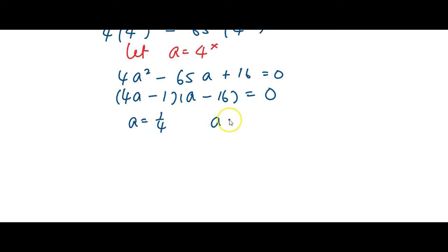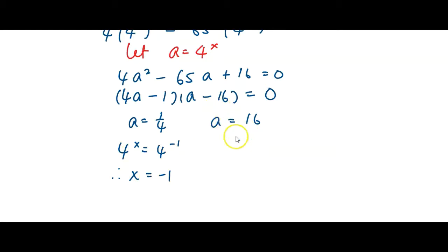You have a equals 1 over 4. Another a will be equal to 16. Substitute back a as 4 power of x. You may rewrite 1 over 4 as 4 power of negative 1. Then you compare both sides of the equation. Then you will get x equals negative 1.